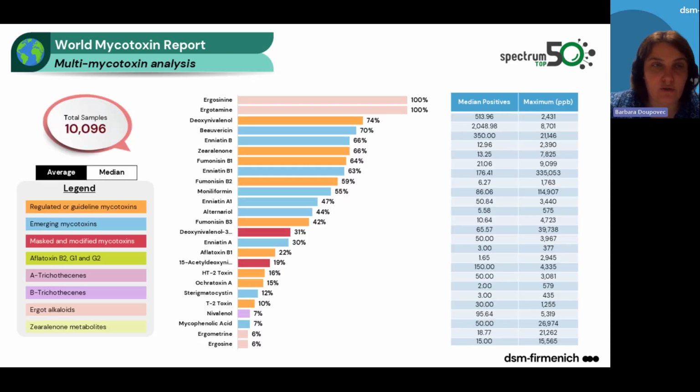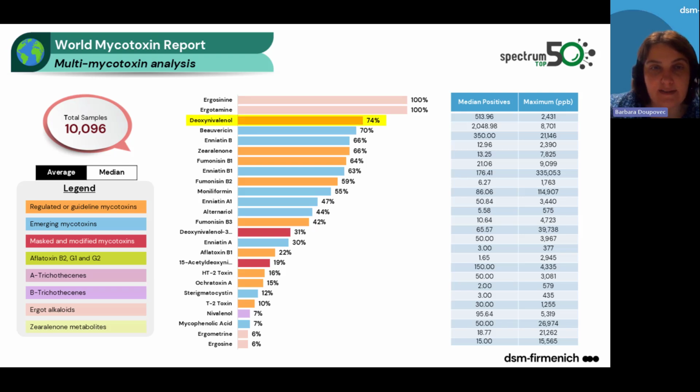Here I will show you an overview of the results of all the samples that were analyzed with the Spectrum Top 50 method in 2024. In total, you see that 10,096 samples were analyzed, and on the left side you have a kind of color code. So each color represents some kind of mycotoxins. For example, the orange one is for regulated or guideline mycotoxins. For example, the first prominent one is deoxynivalenol.